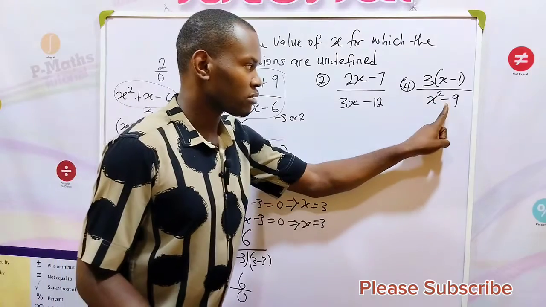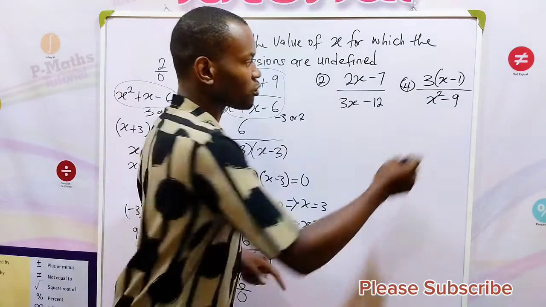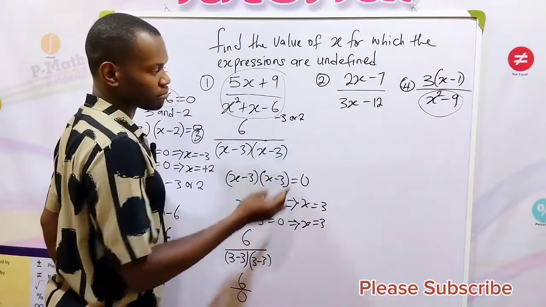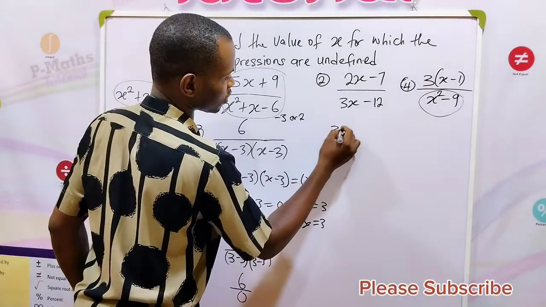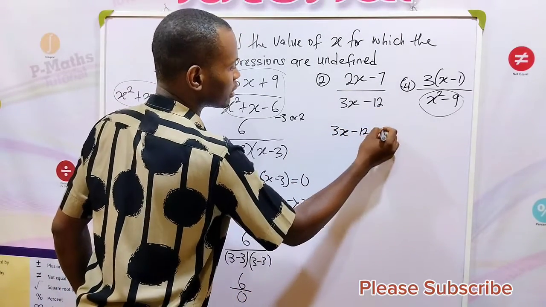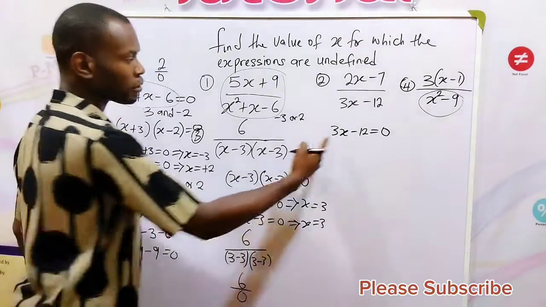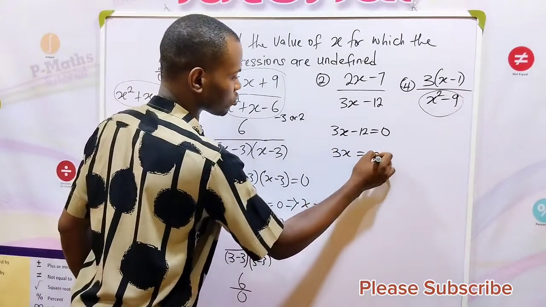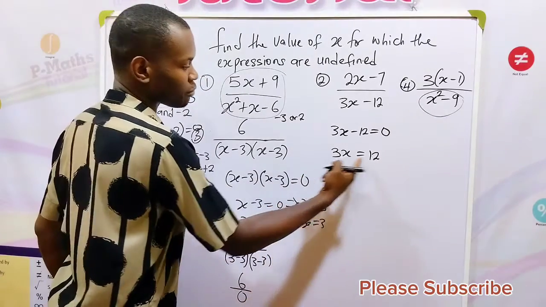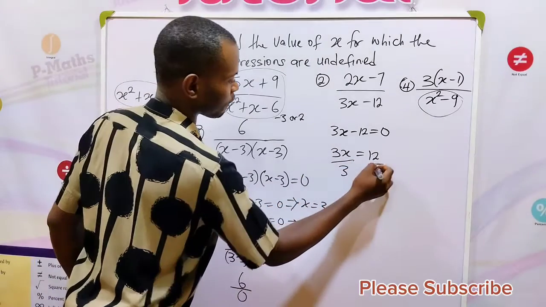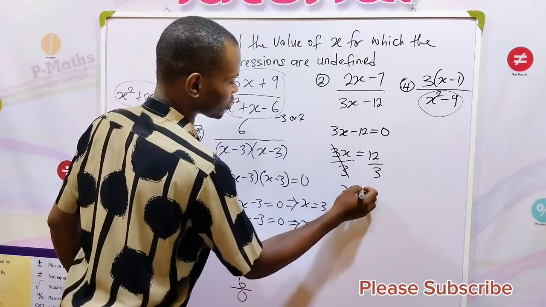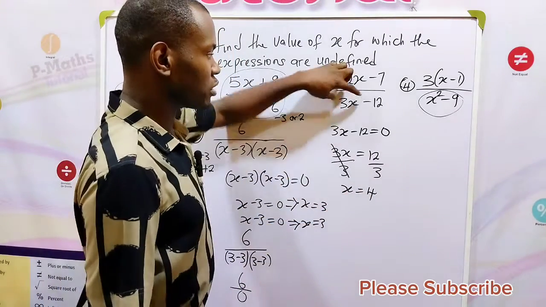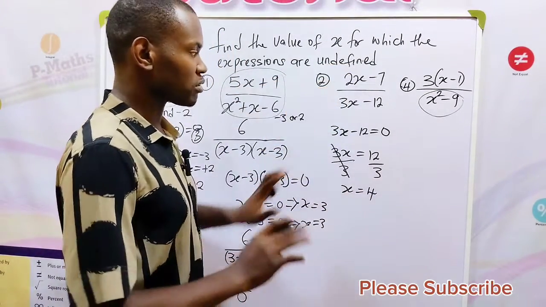So I'll leave you to try out this because this is quadratic. You need to factorize this. Meanwhile, I'll solve this because it is linear. Take the denominator, 3x minus 12, and equate to 0. Make x the subject. I have 3x equals 12. Then divide both sides by 3. We have x to be what? 4. So 4 is the value of x that when I put it here, this expression becomes 0.